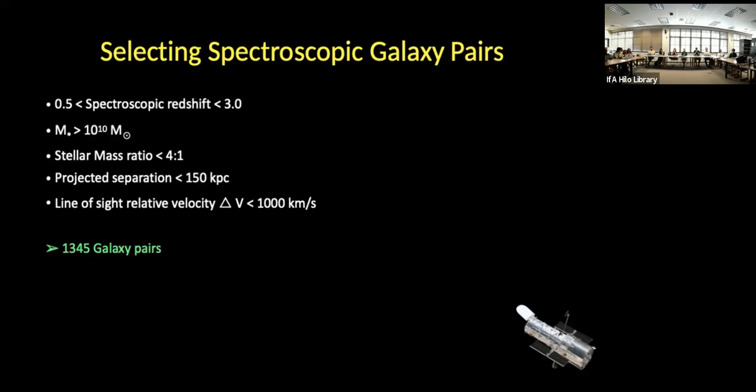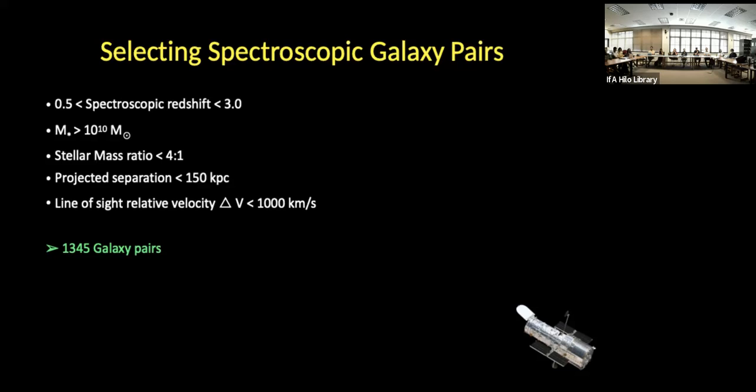And then the projected separation between the two galaxies has to be less than 150 kiloparsec. Ideally, we would like to restrict the three-dimensional separation, but we cannot do that. So to restrict the third dimension in some way, we apply a line-of-sight relative velocity cut of 1,000 kilometers per second. Applying these criteria, we identified about 1,345 galaxy pairs. This is one of the largest known samples of spectroscopic galaxy pairs at this redshift.